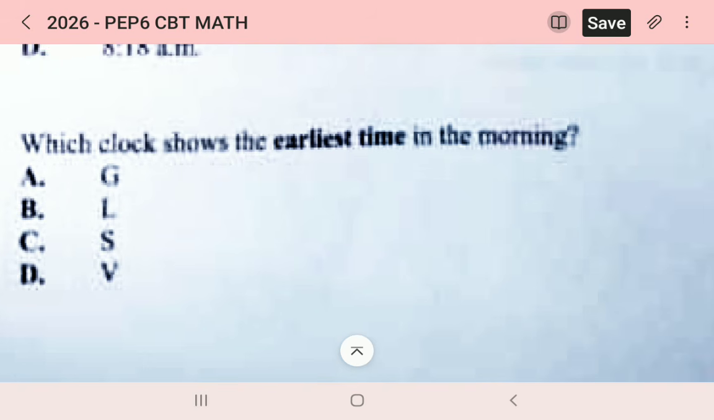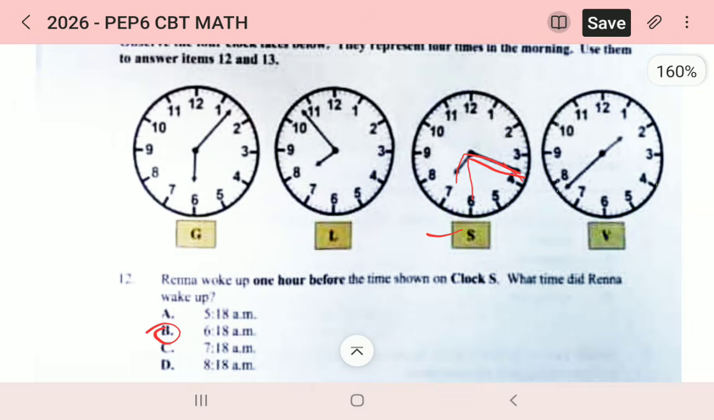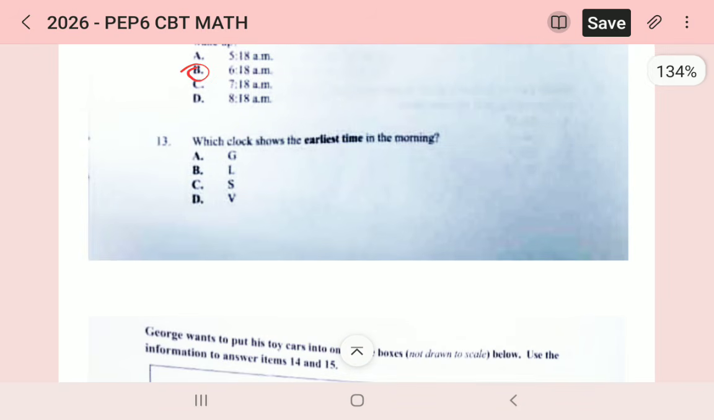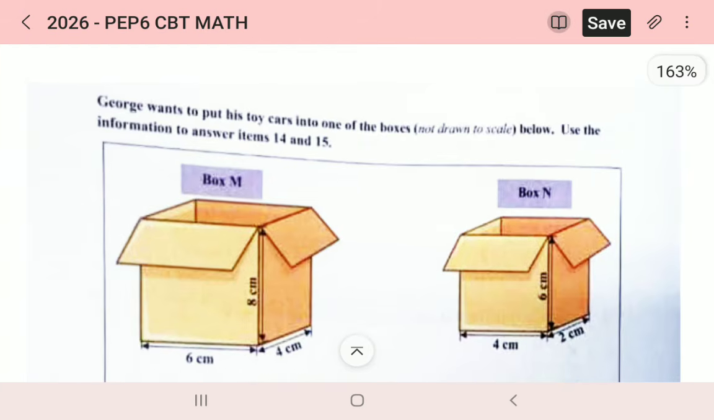Which clock shows the earliest time in the morning? So earliest, remember they're all morning time showing here. G is after 6, L is to 8, S is after 7, V is minutes to 2. So minutes to 2 in the morning would be the earliest time, and that's clock V, which is at D. All right, so number 13 is D. Moving on, going a little faster now.